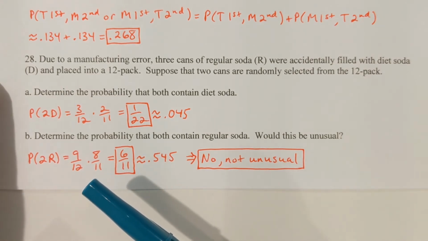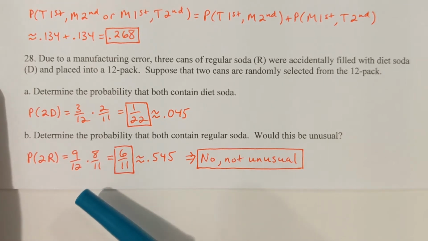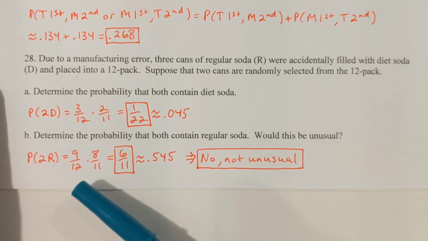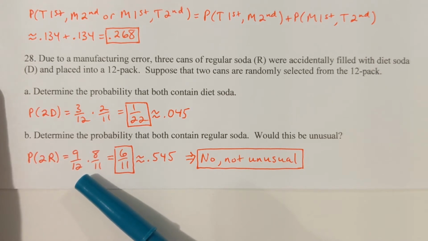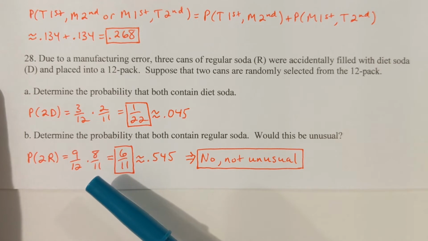Part B, determine the probability that both contain regular soda. Okay, so again, we're going to use the multiplication rule because we're selecting multiple items here. There are 9 cans that are regular soda in the 12-pack, so 9 over 12 would be the probability that the first can selected is regular soda. Once you select a can, there are 11 cans left in the 12-pack. If you've already selected a regular soda first, then there are 8 regular sodas still left in the 12-pack, and so you'd multiply by 8 over 11 if you want that next can also to be a regular soda.